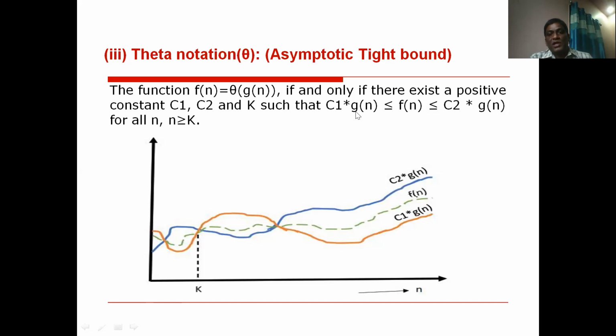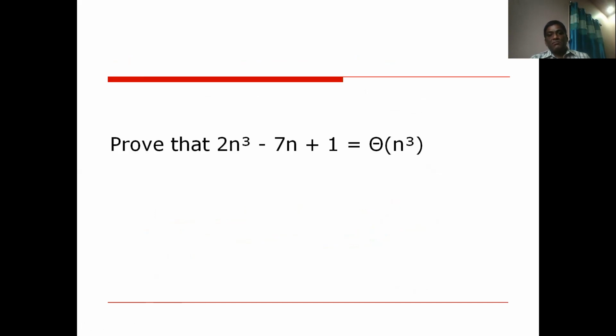You cannot use one g of n, n square, over here, and another g of n, n cube, over here. You cannot use it like that. The same g of n must be used with two different constants in such a way that f of n falls between these two. Okay, then you can represent it as theta of g of n. So f of n is equal to theta of g of n. I'm giving this example for you. I hope you can solve it.